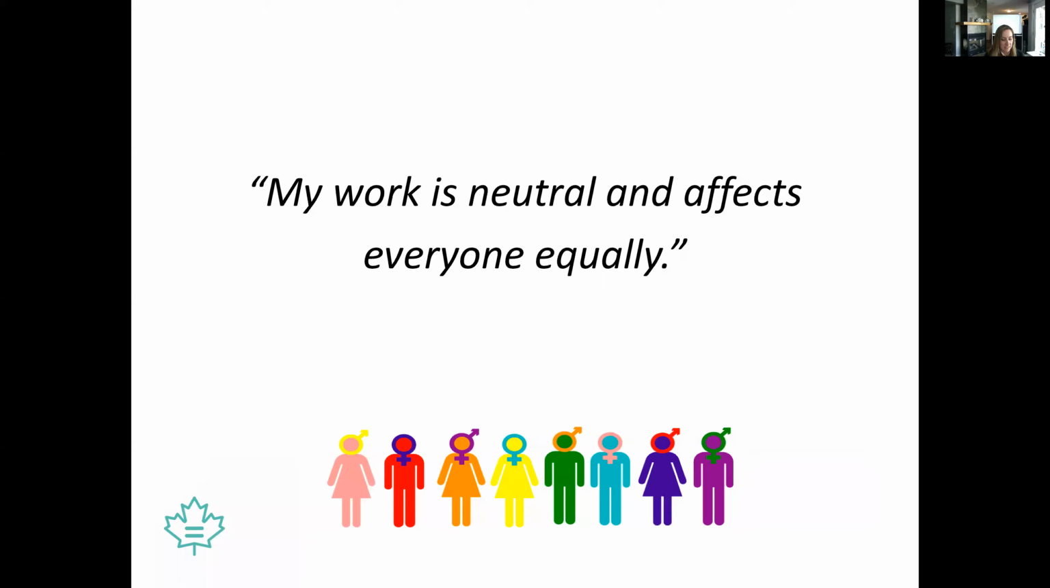So we often like to think that our work is neutral and affects everyone equally. But this is not true. Even if we're building a pipeline, we know that it is not neutral and it doesn't affect everyone equally, not just in the communities that are surrounding that pipeline and the demographics and the diversity within those communities, but also within those that are hired to work on the pipeline, those hired to construct it, those hired to monitor it, and in its ongoing operation as well. So anytime a human is involved in any type of project, in any stage of the project, GBA Plus considerations can be applied.